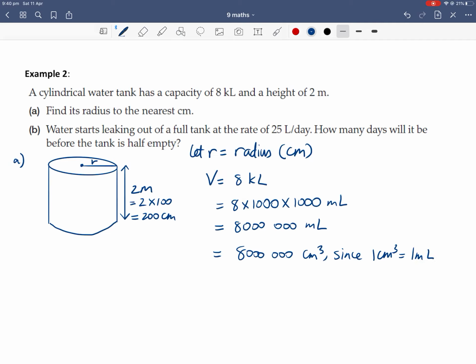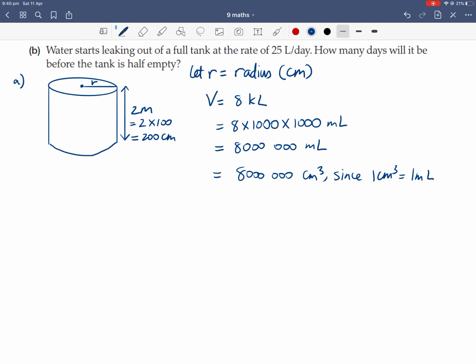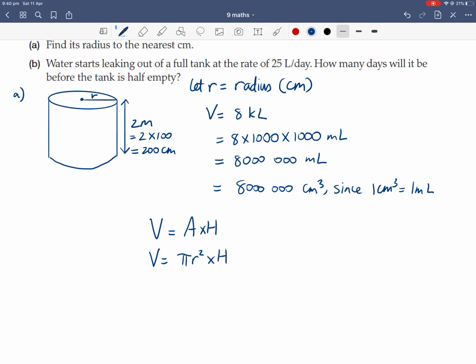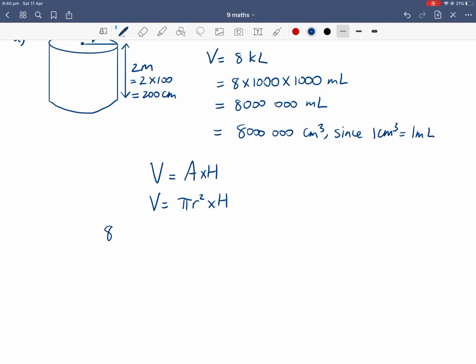Okay, so now that we have all our units based on centimeters, we can use the formula for volume. So volume is area of base times height. Because this is a cylinder, our area of base is pi r squared, the area of a circle. So let's substitute our numbers in. So volume is 8,000,000 centimeters cubed, equals pi times r squared times height, which is 200 centimeters.